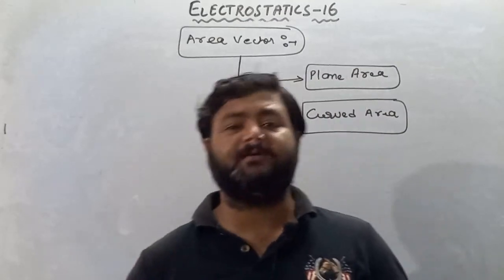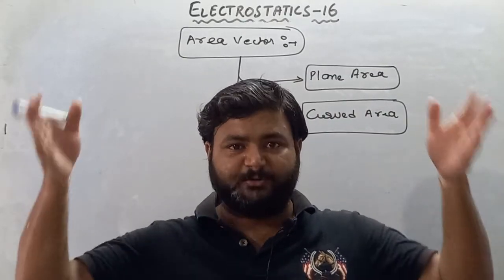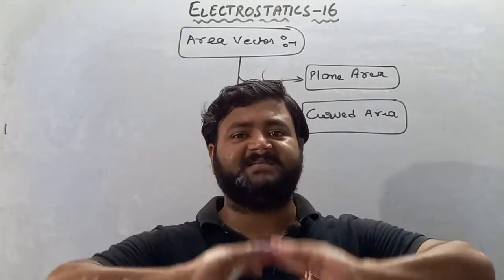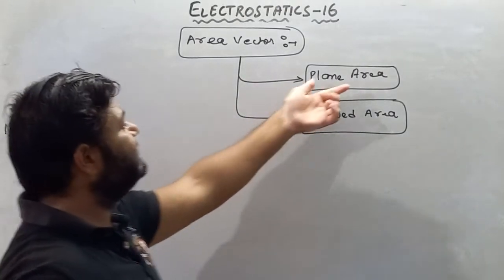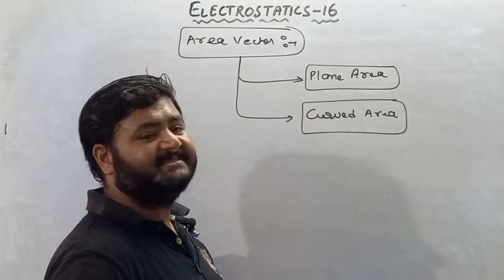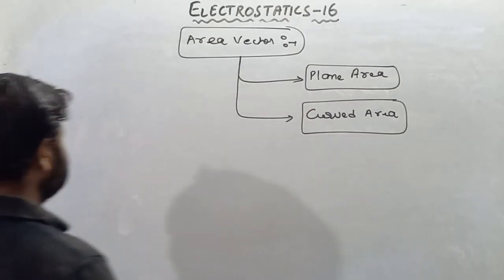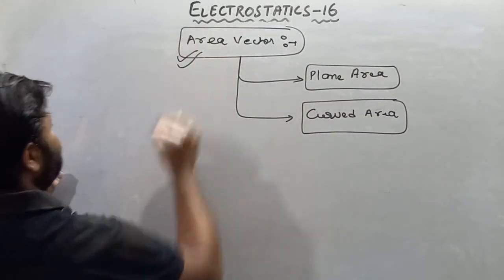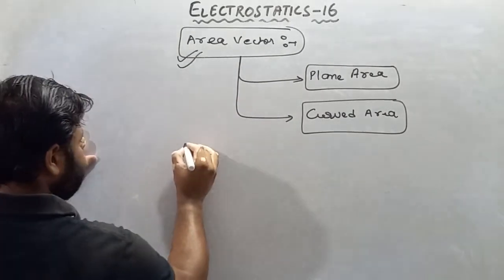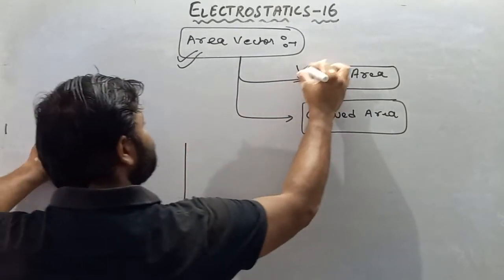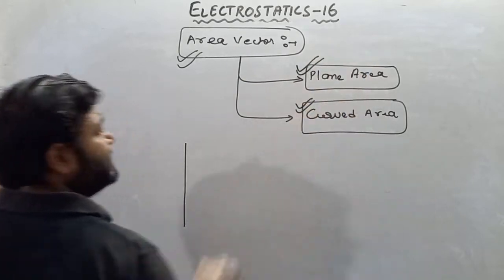If I am talking about a cylinder, then a cylinder carries 2 plane areas and 1 curved surface area. So area is basically of 2 types: one is plane area and second is curved area. Now see my dear student, if area is a vector, then it must carry some direction. Let's suppose I am taking a plane area. First we will discuss plane area, then we will discuss curved area.